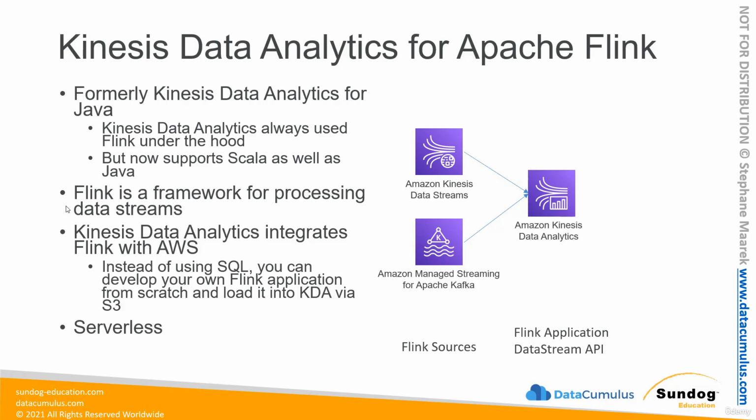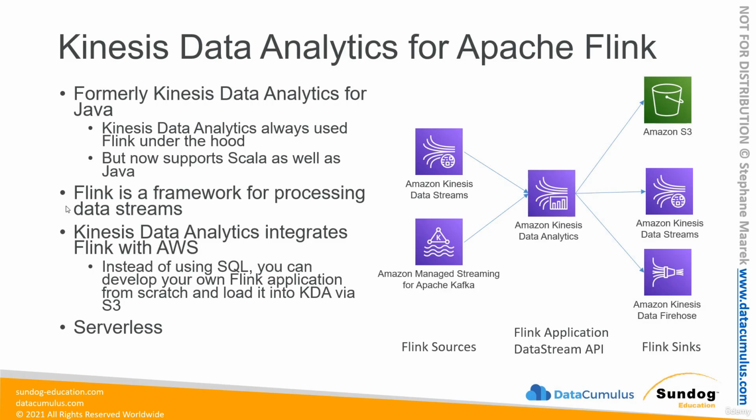So the Flink application itself uses an API called DataStream. And the DataStream API allows you to talk to sources, operate on those sources, and then output them to what we call sinks. And supported sinks in KDA for Apache Flink include Amazon S3, Amazon Kinesis Data Streams, and Amazon Kinesis Data Firehose. So that's Kinesis Data Analytics for Apache Flink in a nutshell. Just remember that it allows you to import your own homegrown Flink applications into Kinesis Data Analytics using the DataStream API.